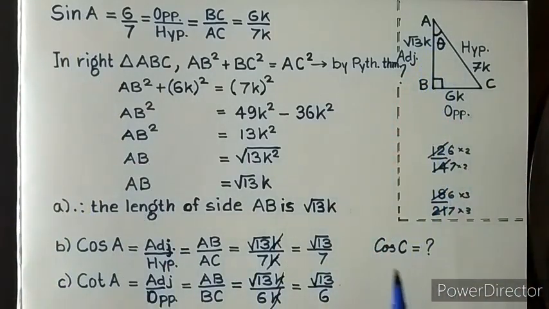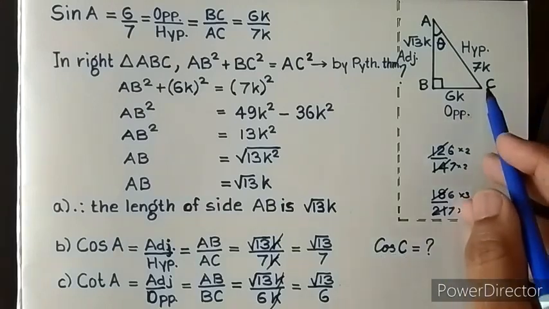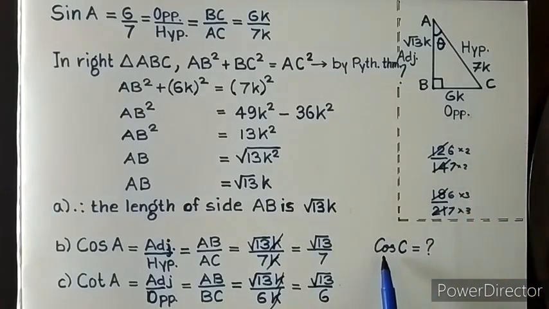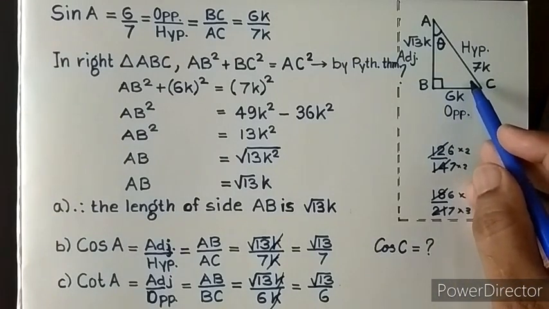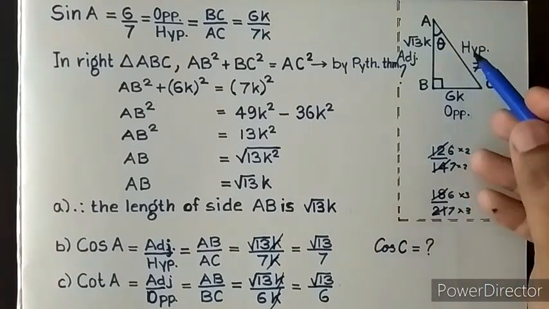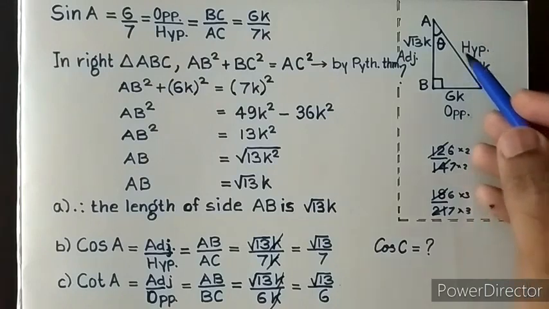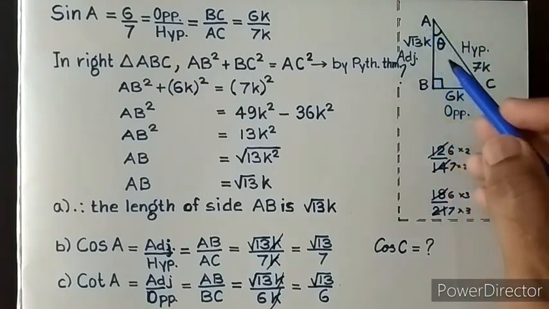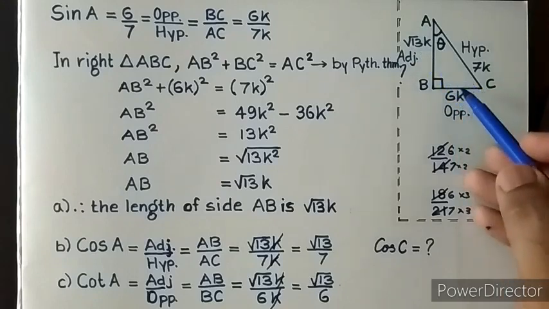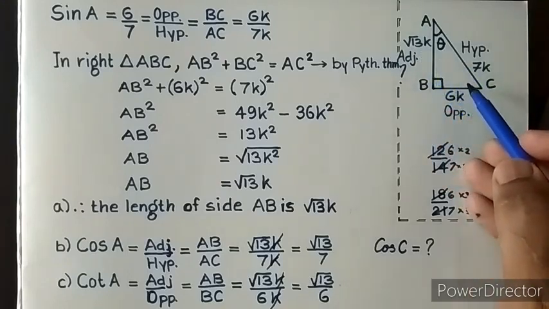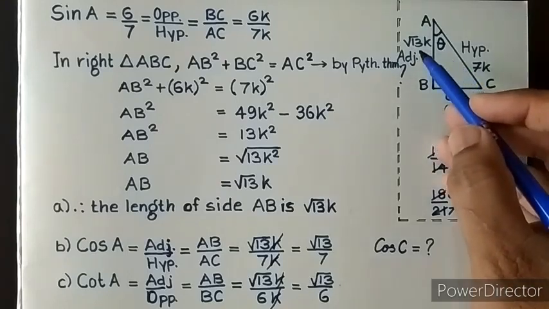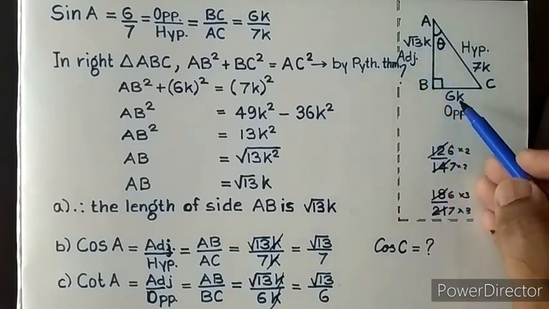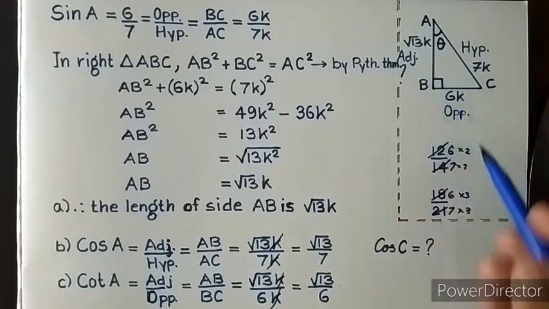Now what if they ask the value of cos C? C is here. So if they ask you cos C, that means your theta will be at C. Then hypotenuse will remain the same, but this AB will not be your adjacent side. It will be opposite because your theta is coming here now. So this is opposite and this will become adjacent. So you have to keep that in mind.